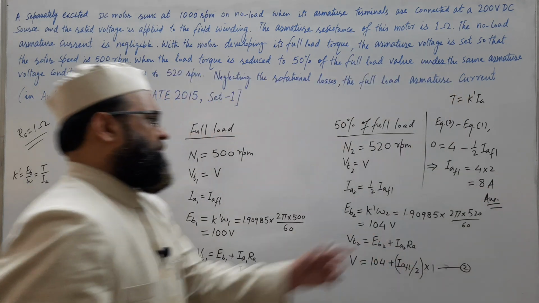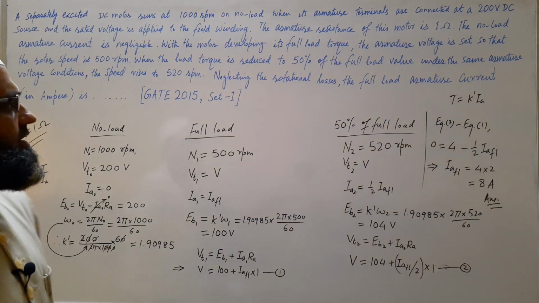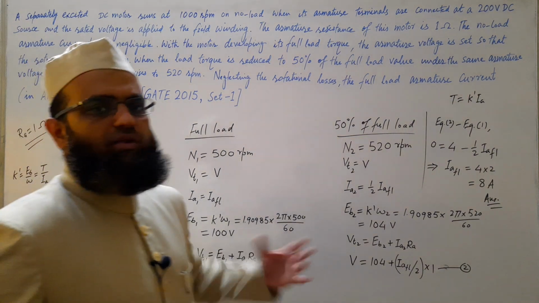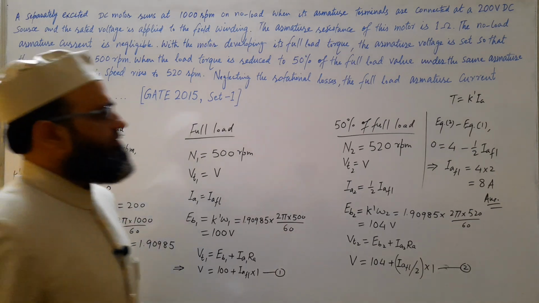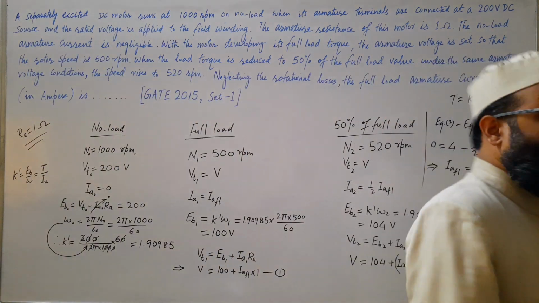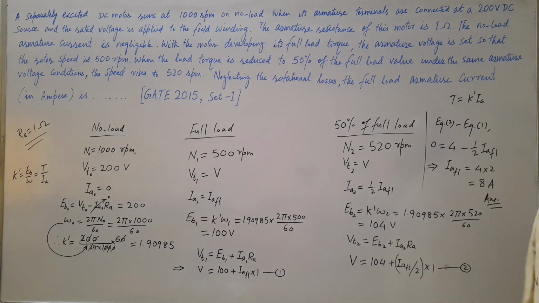So this way, once K dash is evaluated, we can get the required values either at a given value of IA and T, or at a given value of T and IA, or a given value of EB and IA, various combinations, right? I think you have now been mature enough to do such type of exercises yourself, right?